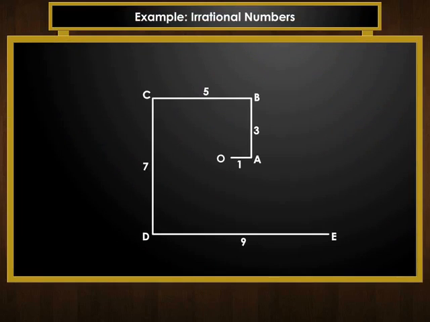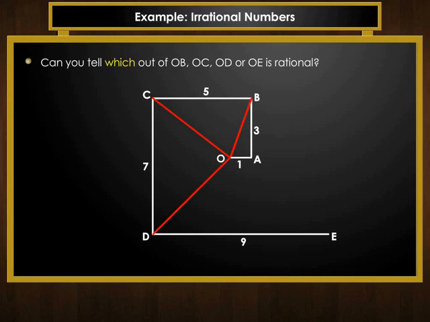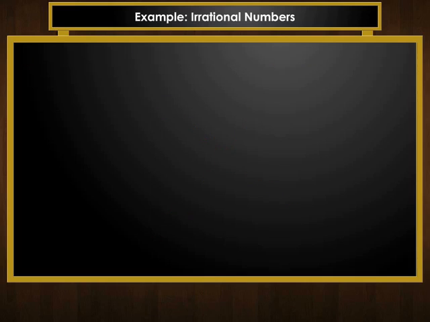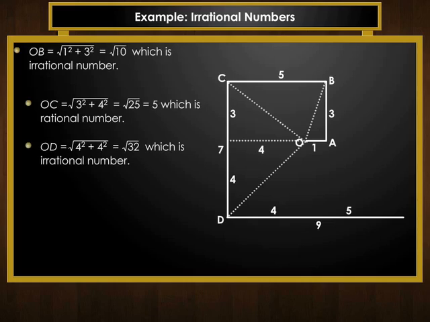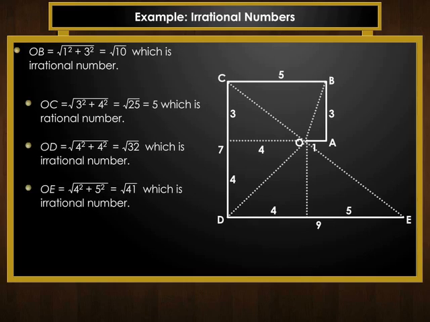In this diagram, all angles are right angles. Can you tell which out of OB, OC, OD or OE is rational? Let's see how we can solve this. The lengths can be found using the Pythagoras theorem in the right-angled triangles. See the calculation on the screen. Therefore, OC is equal to 5, which is rational.